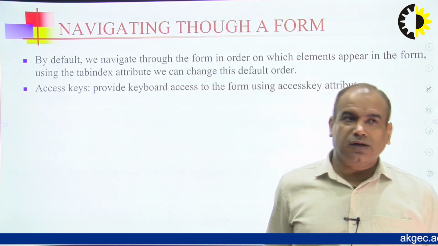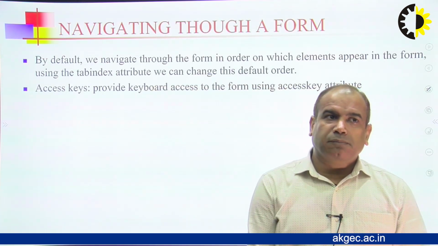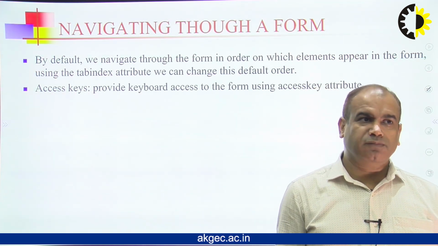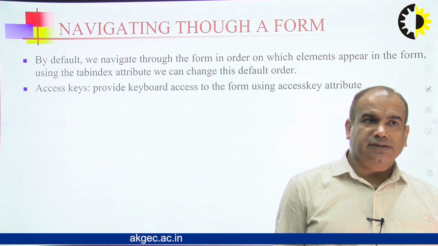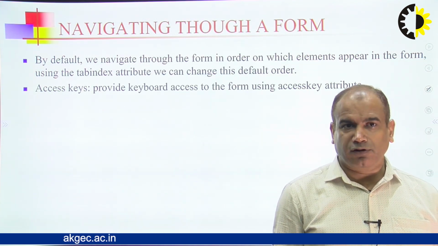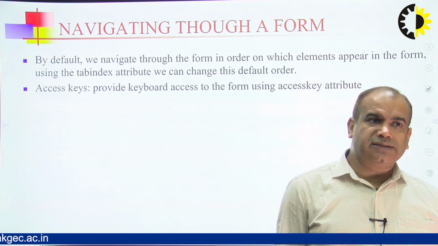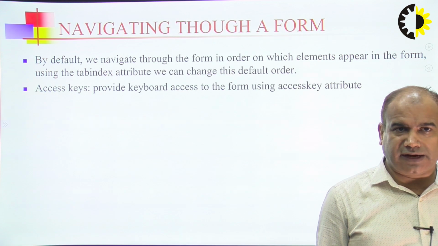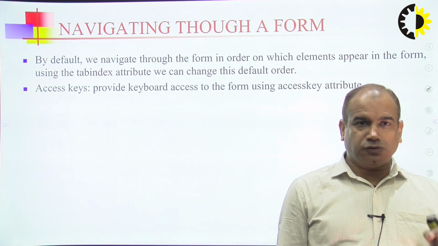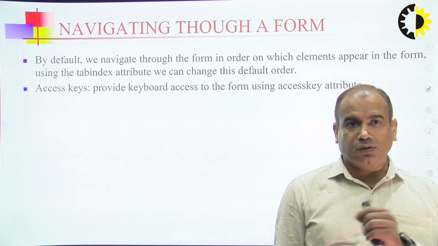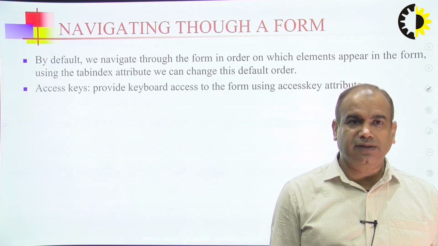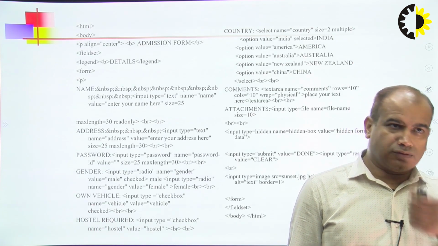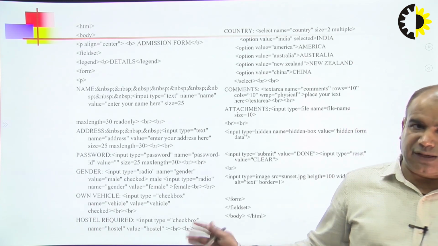So next we are talking about navigating through a form. By default, we navigate the form in the order in which elements appear in the form. By using the tabindex attribute, we can change the default order. Access keys provide keyboard access to the form using the accesskey attribute. Here we use the tab button to access an element if we don't want to use our mouse. So that is the complete page that will appear.